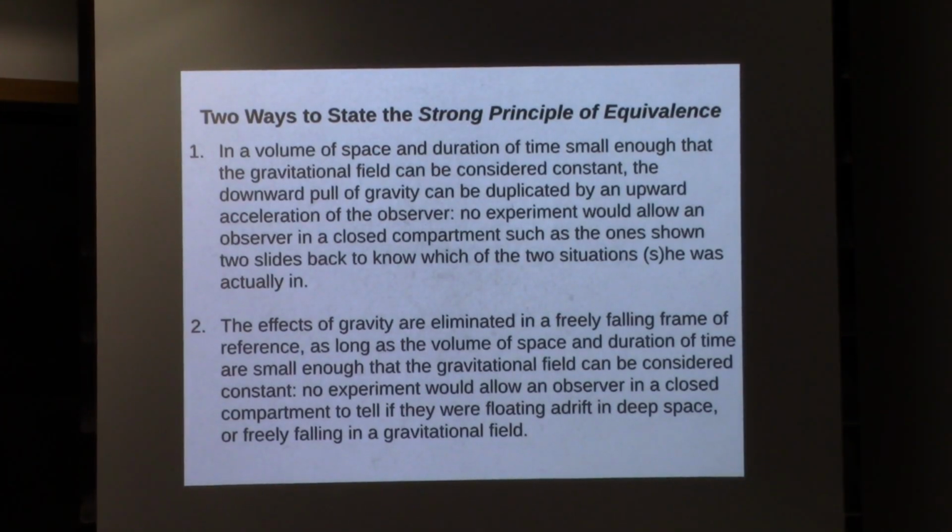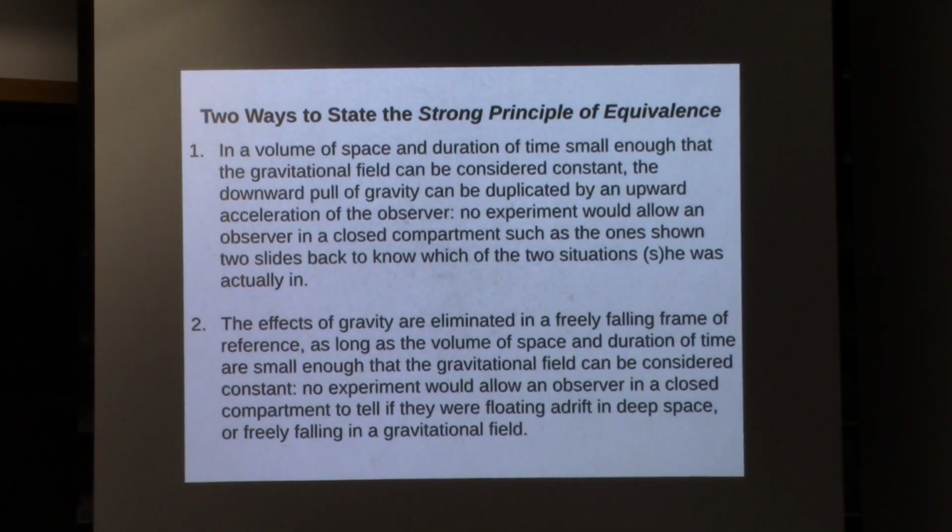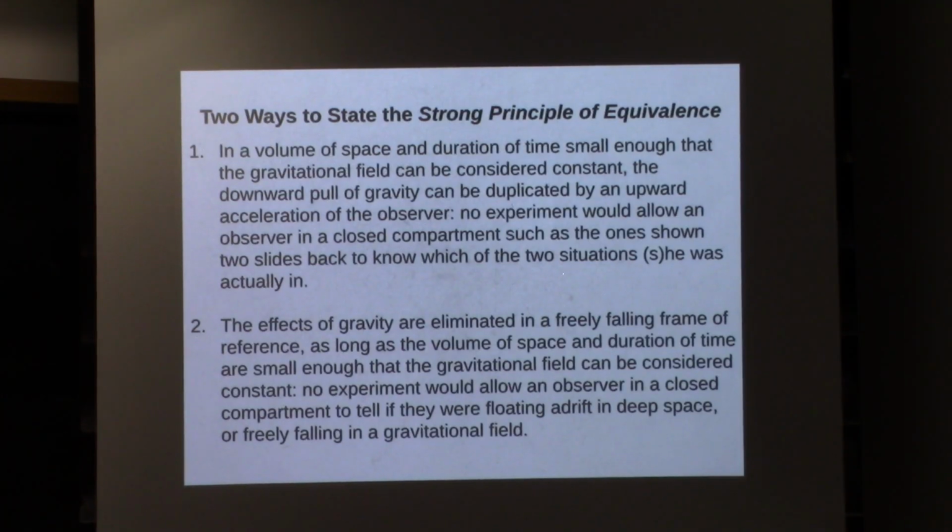Number one, in a volume of space and duration of time small enough, in other words, a small enough region of space-time, that the gravitational field can be considered constant, the downward pull of gravity can be duplicated by an upward acceleration of the observer. No experiment would allow an observer in a closed compartment, such as the one shown 2 slides back, to know which of the two situations she was actually in.